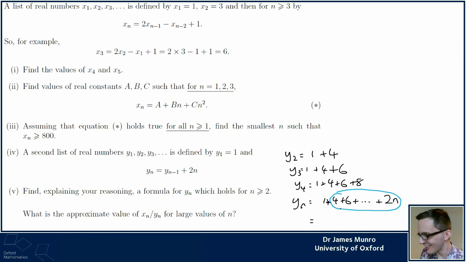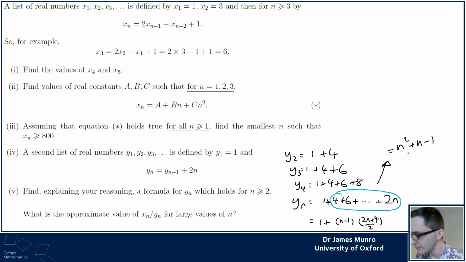So, I'm going to try and do it live again. There are n minus 1 terms, and the average of the terms is (2n plus 4) over 2. So if I add those up, I get (n plus 2) times (n minus 1 plus 1), which works out to be n squared plus n minus 1. Let's put that over here. n squared plus n minus 1.